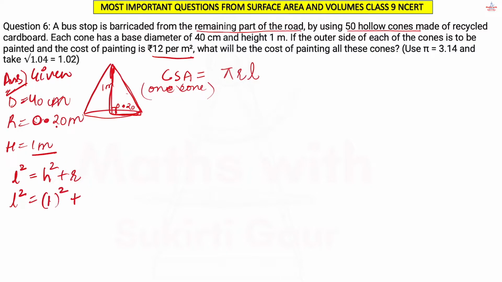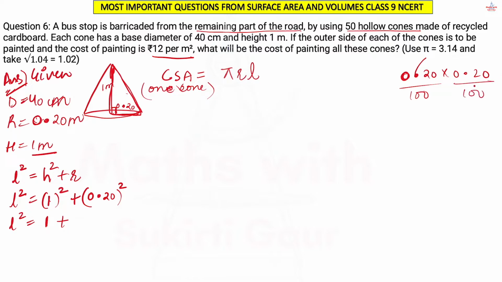So it becomes 1 square. R is equal to 0.20, so 0.20 square. L square is equal to 1 square, which is 1, plus 0.20 square will give us what? Let me solve it here for you. 0.20, because I am trying my best to explain every single basic. We are going to remove the point here as well. We are getting this cancel out. So we are getting 2 into 2, 4 upon 100. Now shift the decimal 1 and 2. So we are getting 0.04.